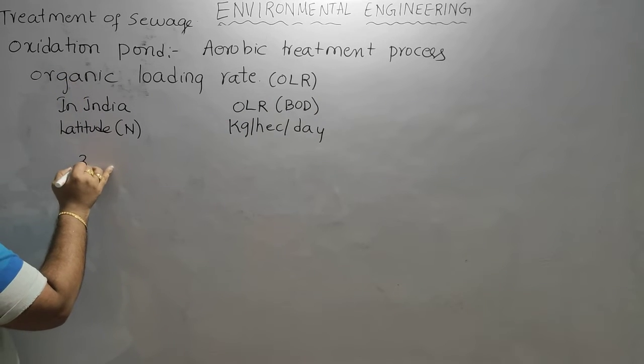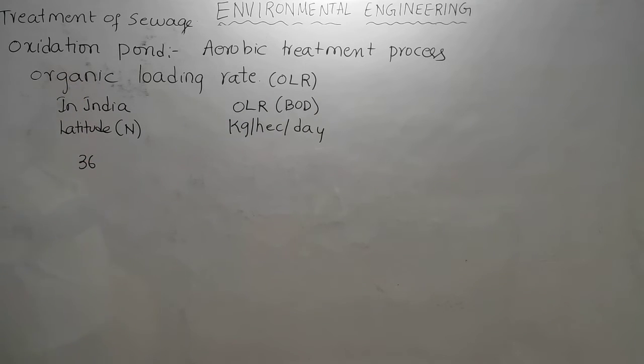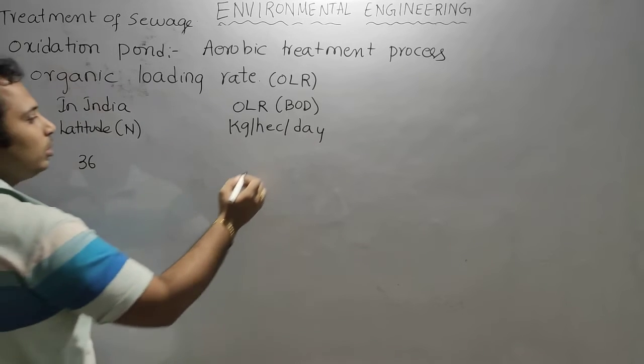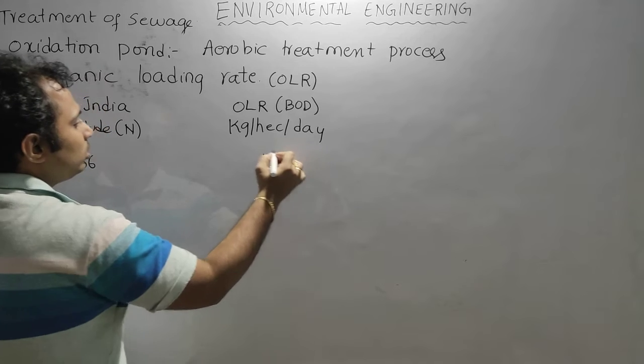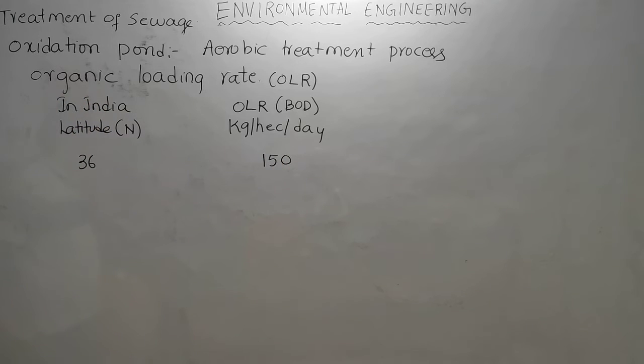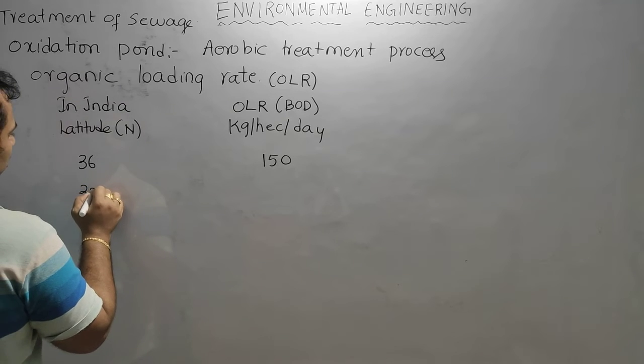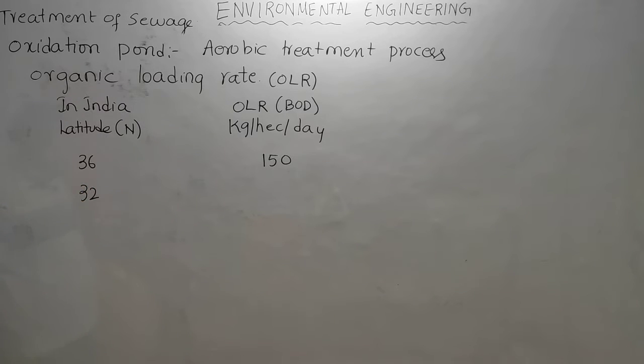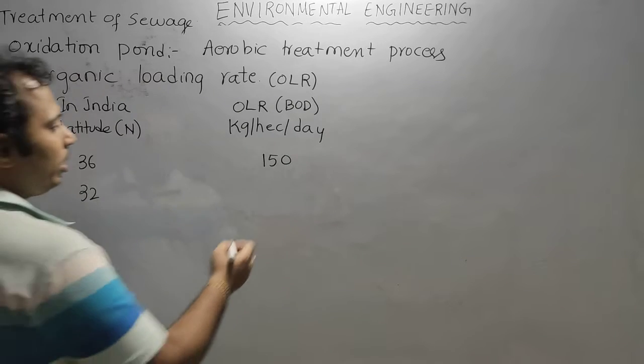If you take the latitude 36 north, then the organic loading rate is 150. So if you are moving down, to 32, that means you are moving towards the equator, because we are in the northern hemisphere. So when you are moving down, you are moving nearer to the equator. So 175.